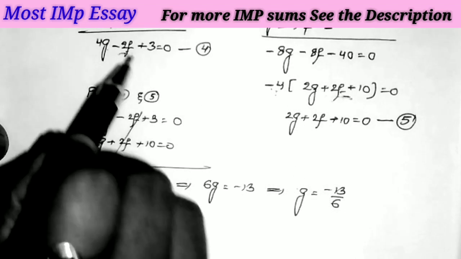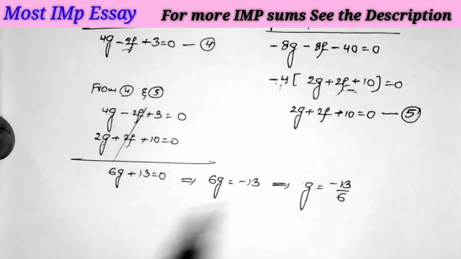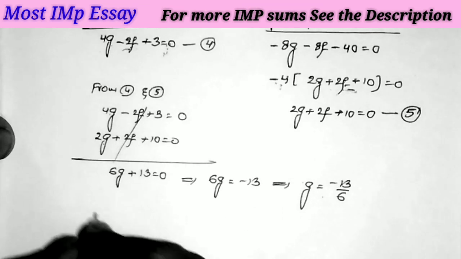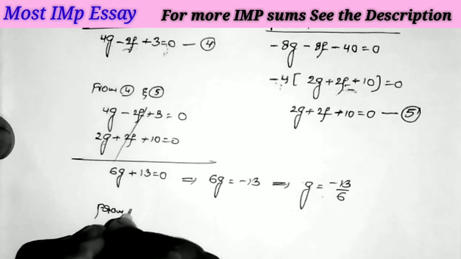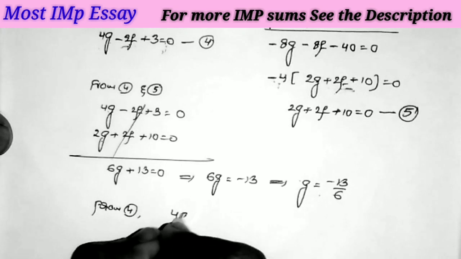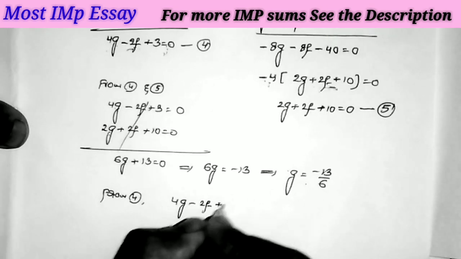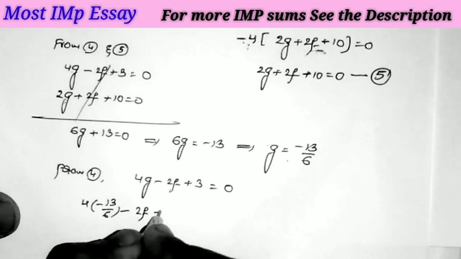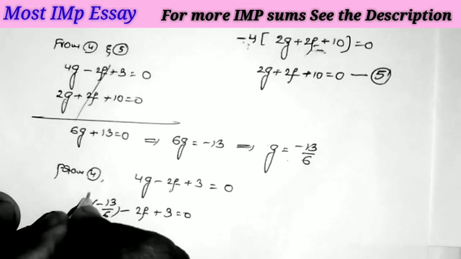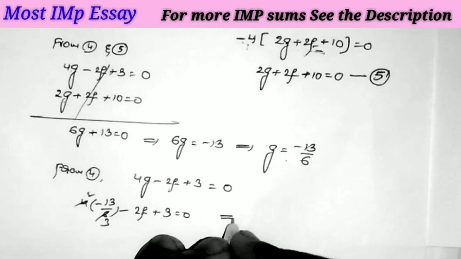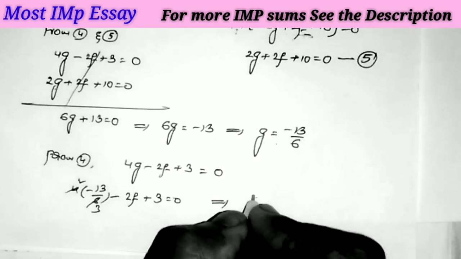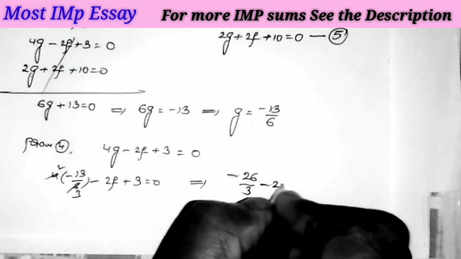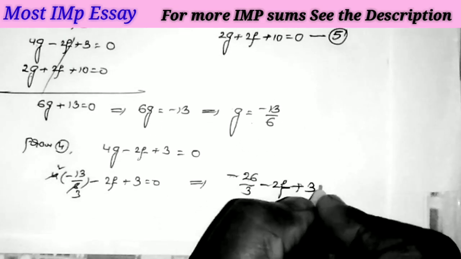Now replacing this g value in the fourth equation to get the f value. That is from fourth equation. Writing fourth equation here. What is fourth equation? 4g minus 2f plus 3 is equal to 0. 4 into minus 13 by 6 minus 2f plus 3 is equal to 0. 2 times, 3 times. That is minus 26 by 3, 2 into minus 13. Minus 26 by 3 minus 2f plus 3 is equal to 0.